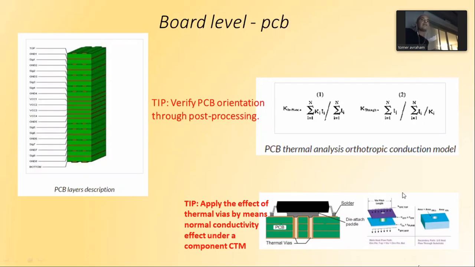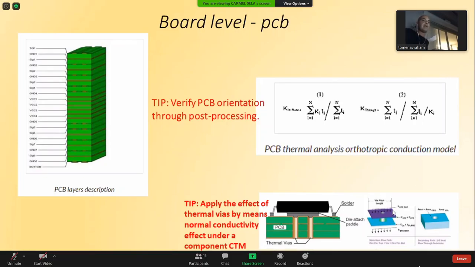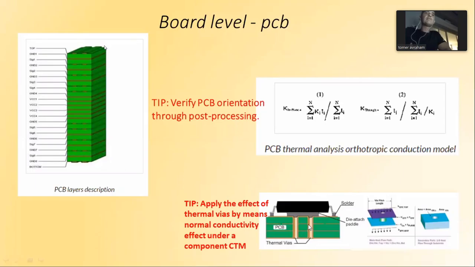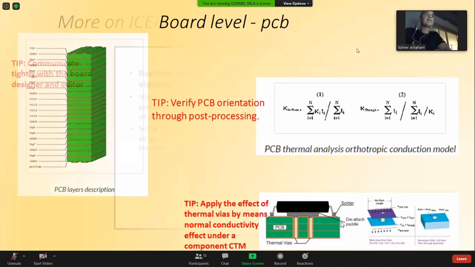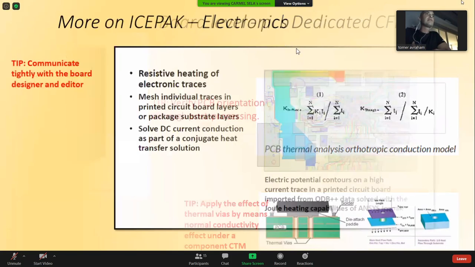So it's very easy to make an Excel sheet and compute it, but you need to, because it could be an order of magnitude difference between no vias and vias. Okay, so you need to get it more on iSpec.